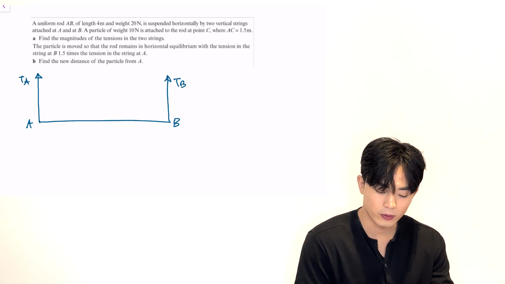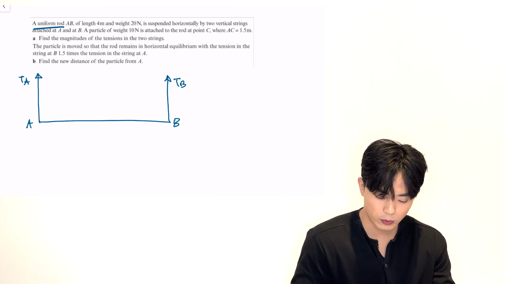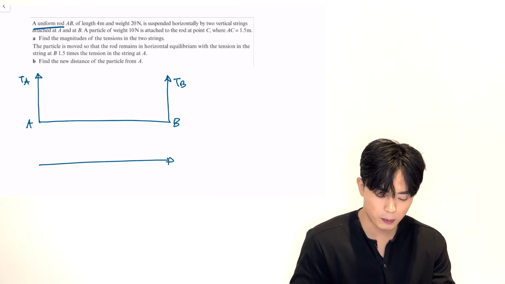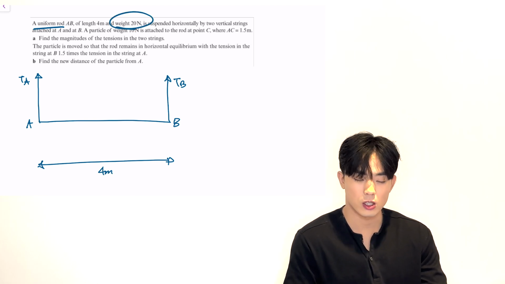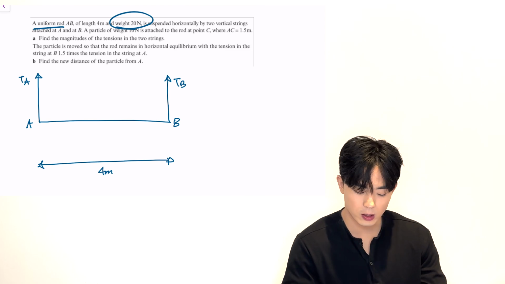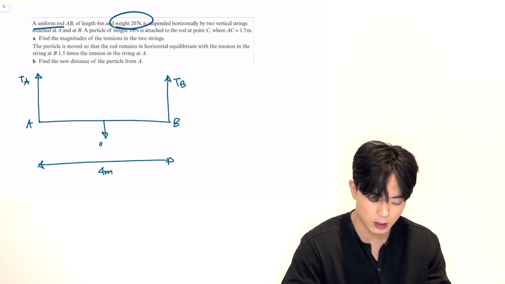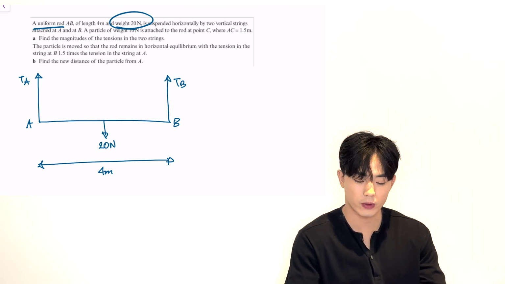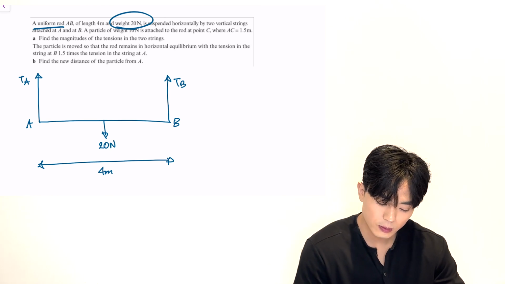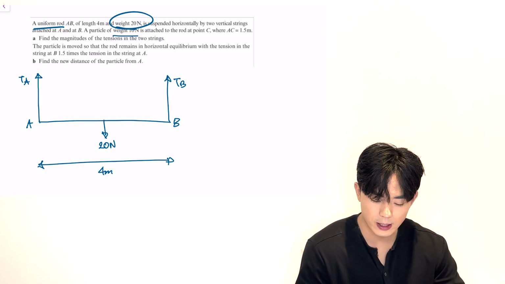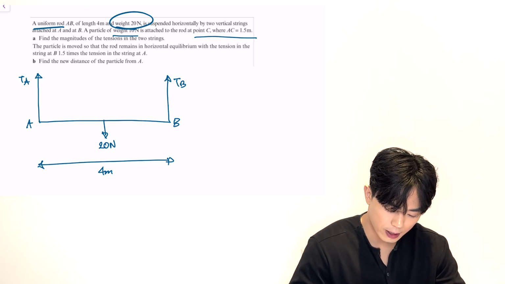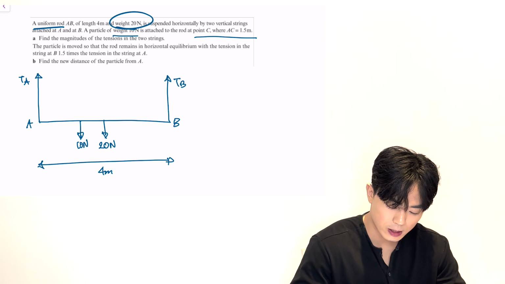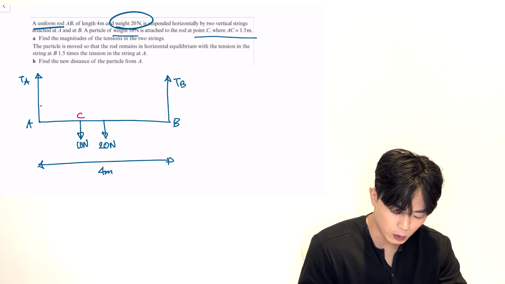It's a uniform rod of 4 meters, so this length is 4 meters like this. And remember, uniform means that the mass, or the weight, acts in the middle. And the weight is 20 newtons, so be careful of that. They haven't given us the mass, they've given us the weight. So the weight in the middle is going to be 20 newtons like this, not 20G. Just be careful of that. Right. A particle of weight 10 newtons is attached to the rod at point C, where AC is 1.5. So there's another 10 newtons added here, where this distance from A to C is 1.5 meters.